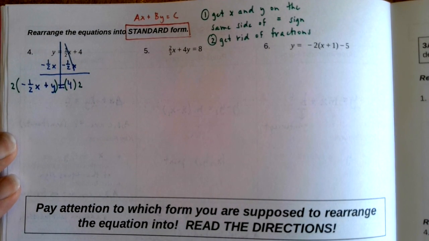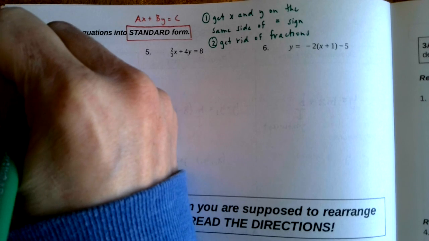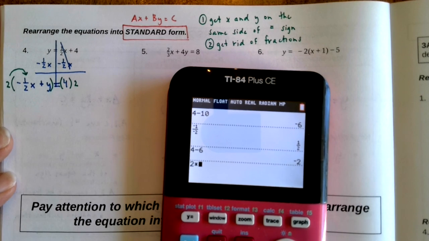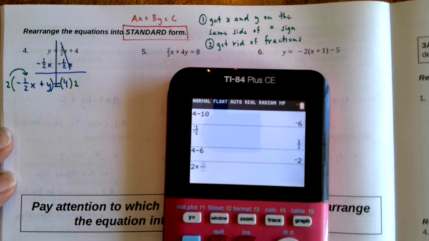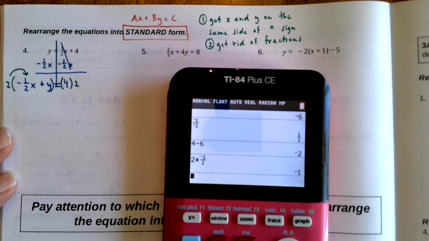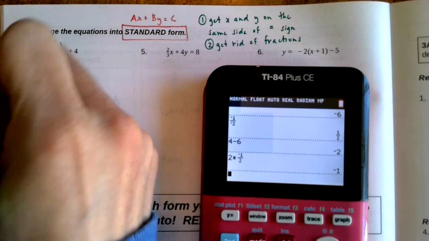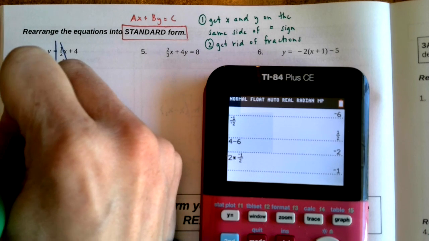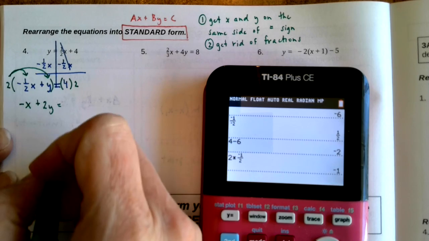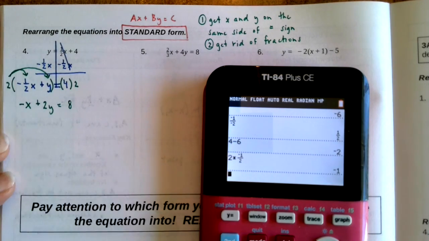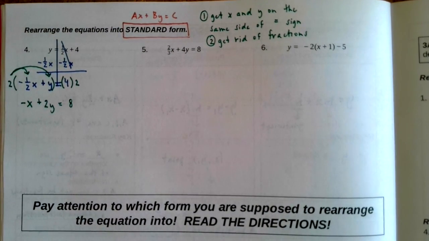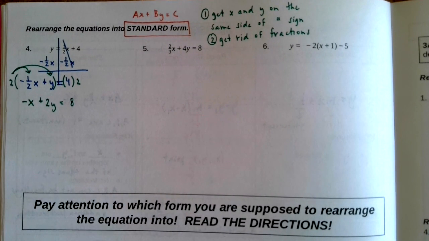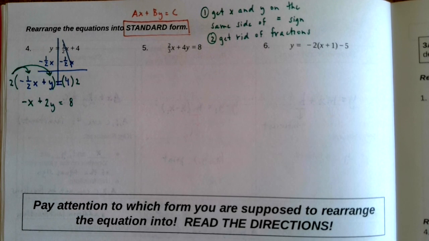So on the left, that means I'm going to distribute. So 2 times a negative 1/2, I'm going to do on my calculator using my alpha y equals, and I have negative 1/2, and I get negative 1. So I'm going to have negative x, then 2 times y is going to give me plus 2y, and then 4 times 2 equals 8. So now I've met both of my goals. I have x and y on the same side, and I don't have fractions in front of those variables.